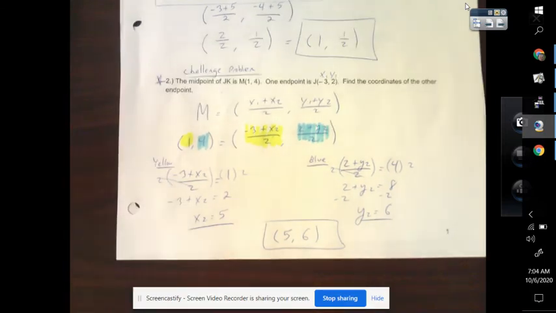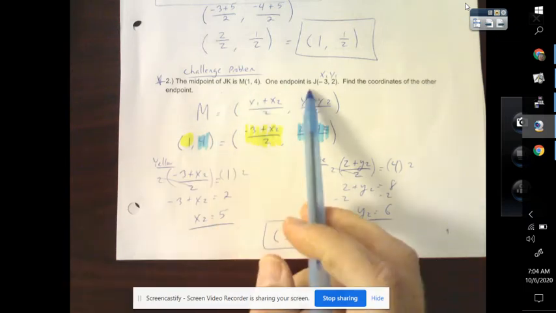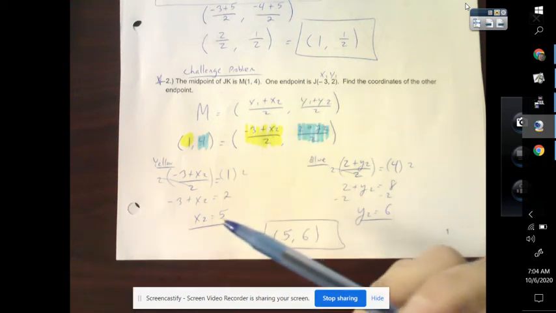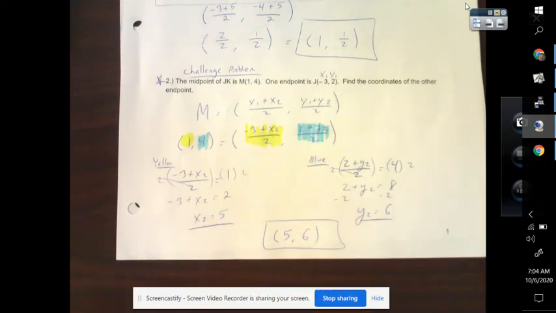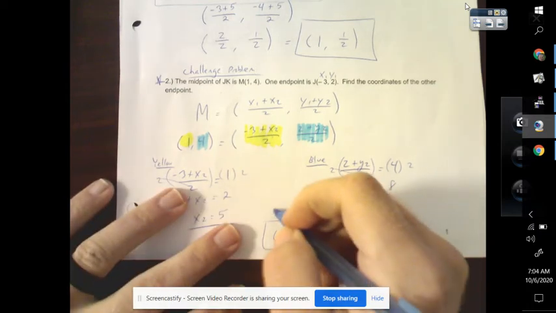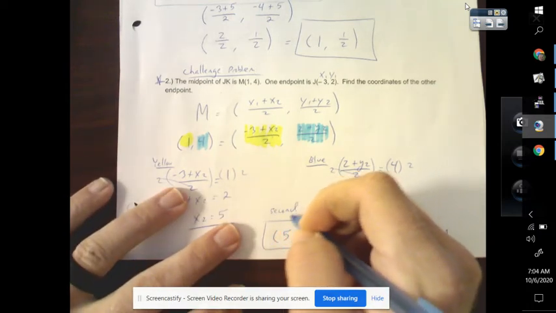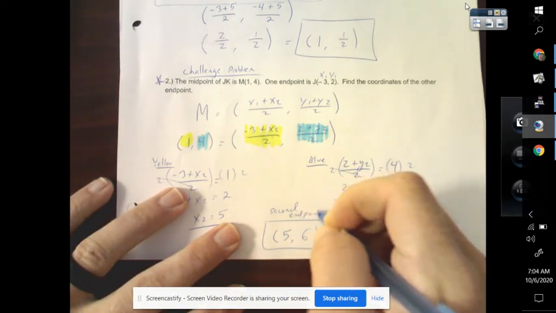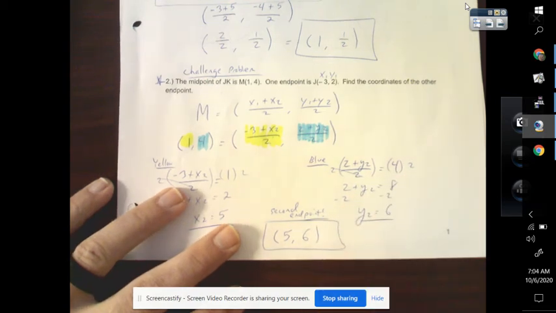Okay. Good problem. That is one of the tougher problems you're going to find for a while. So you're setting things up. You have a lot going on. I'm giving you a midpoint. I'm giving you an endpoint, but you're trying to find the other endpoint. So good stuff. So this is your second endpoint. Good stuff.